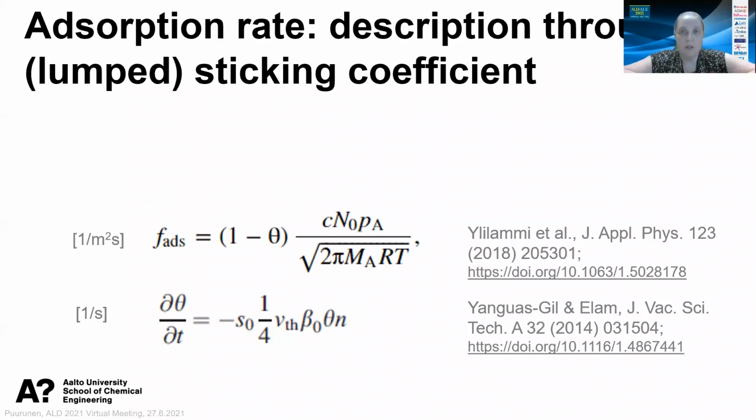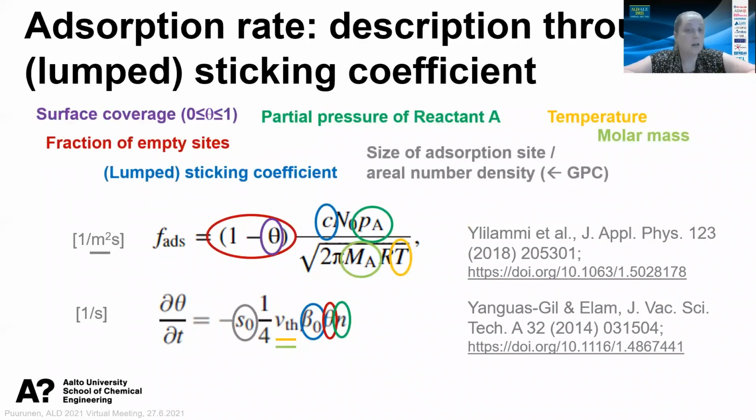Well, if you want to go to deeper modeling, you have to describe the adsorption rate and the mass transfer rate. Here is how the adsorption rate is described in two different papers. This might look a little bit different, but basically if you go to the fundamentals, they are the same. You always have the surface coverage, the fraction of empty sites. Here, the definitions were a little bit different. There is the lumped sticking coefficient, that is the fundamental thing. It tells how many hits on the surface lead to adsorption. So if you have a sticking coefficient of 0.01, then of 100 bumps on a surface, one leads to reaction. Partial pressure of reactant A, temperature, molar mass, and also something that is related to growth per cycle. They are all included here.